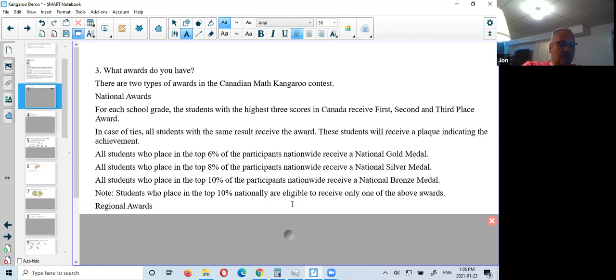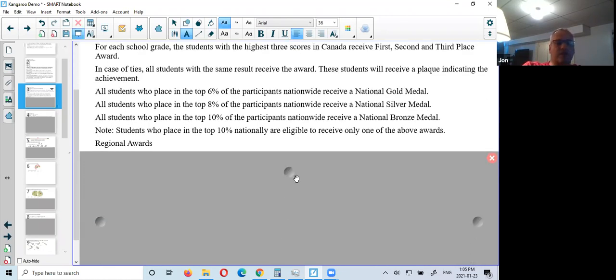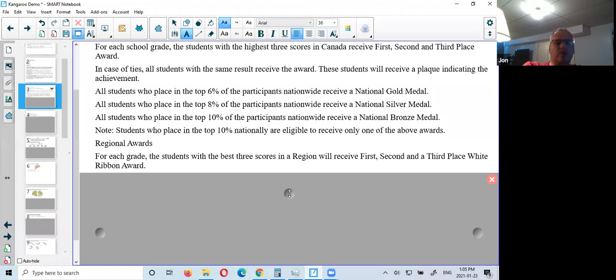Then there's regional awards for different sections of the country, right? I'm not sure what the regions are exactly, but you get ribbons for top spots in each region.